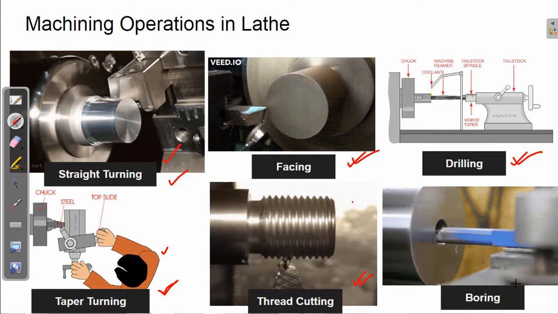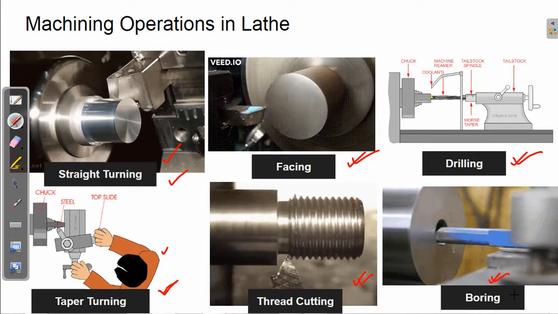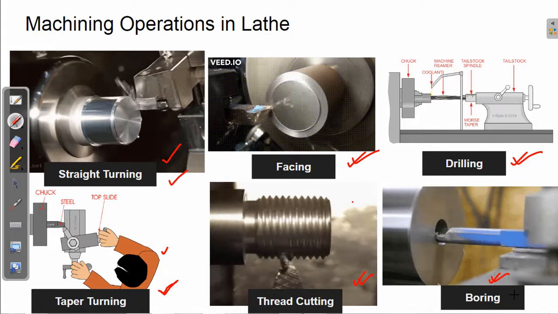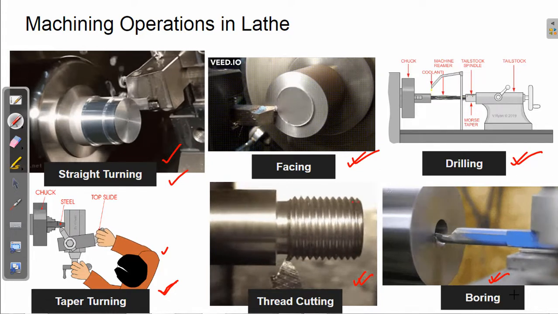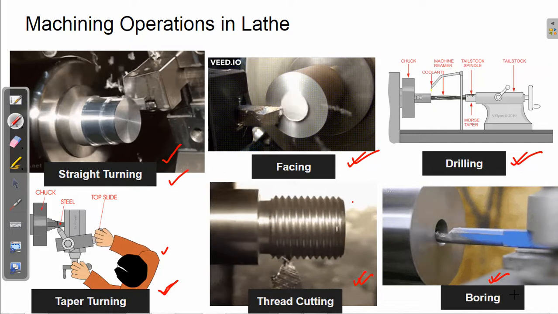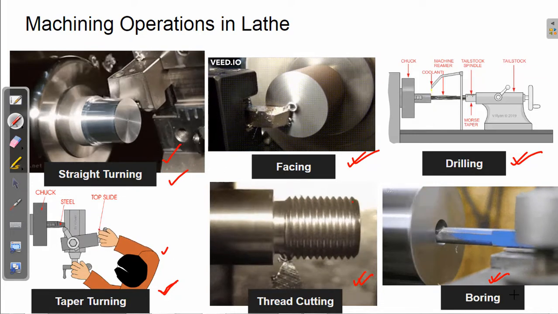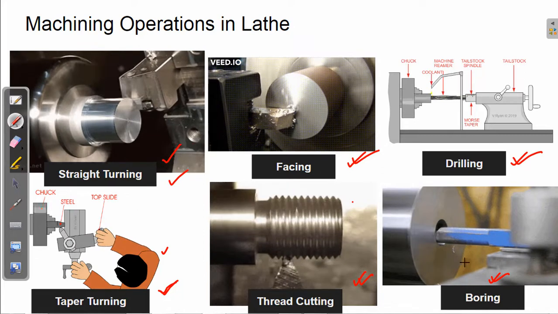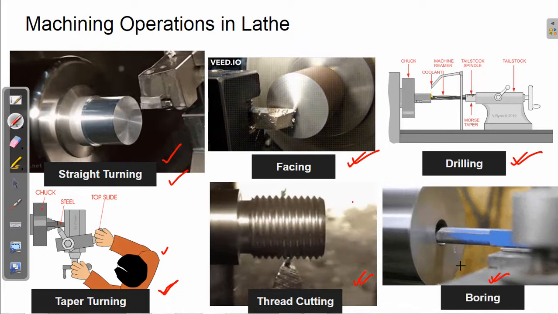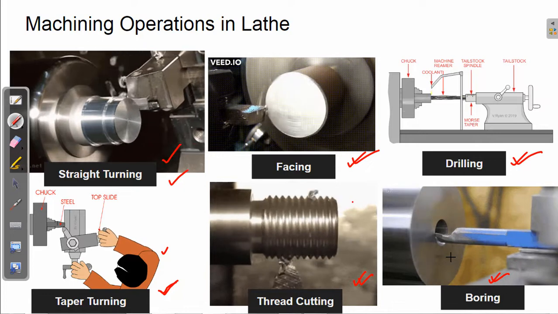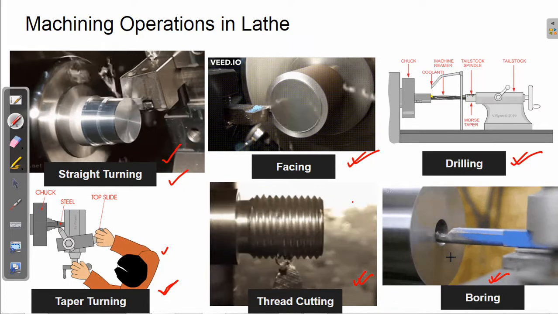In the boring operation, suppose there is some existing hole and you want to increase the diameter of that hole, that particular process is called the boring operation. Here you can see this boring operation also can be done on lathe. So the machining operations that you can see here, all these operations can be done on lathe.